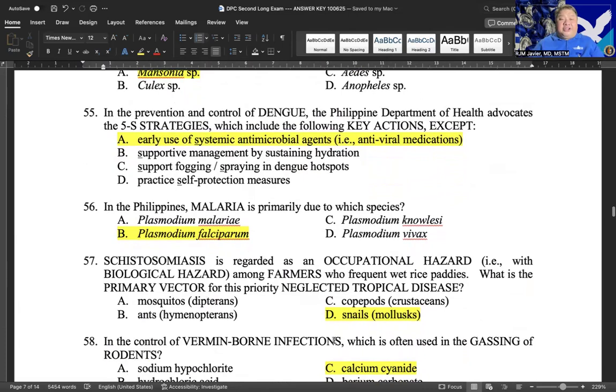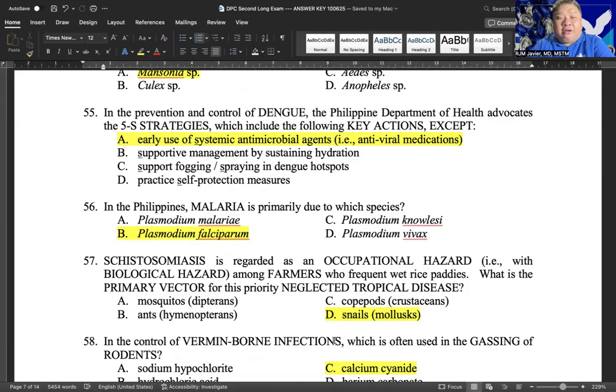In the prevention and control of dengue, the Philippine Department of Health advocates the 5S strategies, which includes the following key actions, except. So the 5S strategies is a rehash or an improvement of the previous 4S strategy. Options B, C, and D represent the three S's of the 4S strategy, followed by search and destroy for the mosquito vector breeding places. And the fifth S would be to sustain hydration.